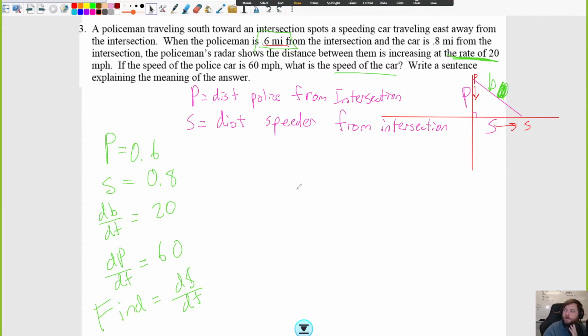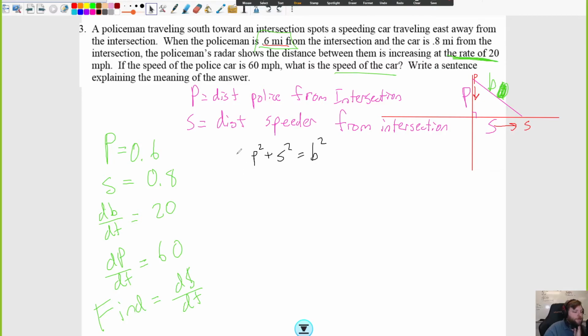All right. We got a right triangle. My equation I can write is p squared plus s squared equals b squared. Right? Okay. Well, let's figure this one out.